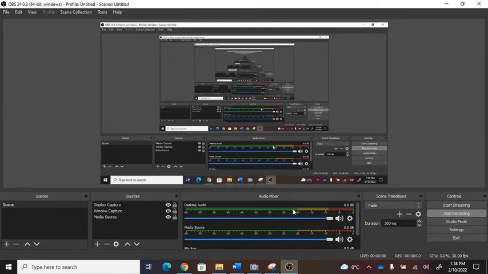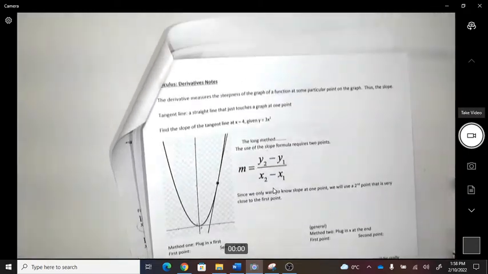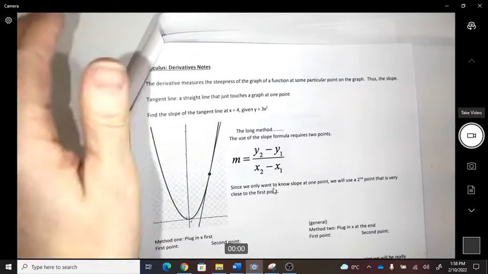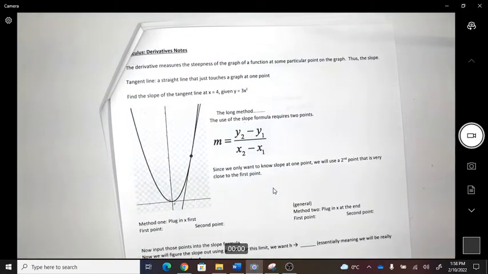Okay, so this page is where I'm going to start. I'm going to give you this example. I did copy this in your books, right? Yeah. Okay, so this is the next page of notes.